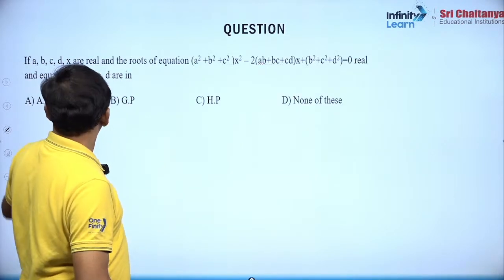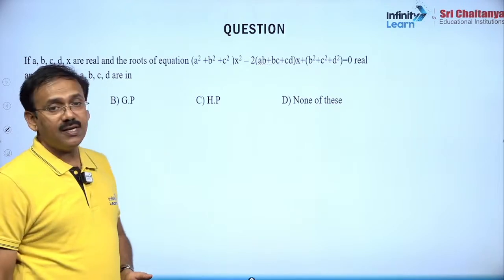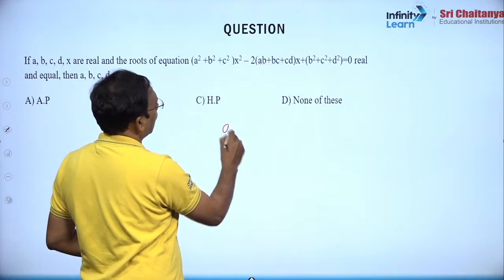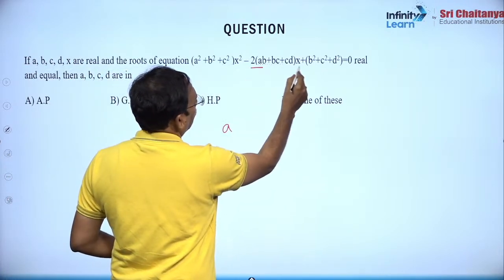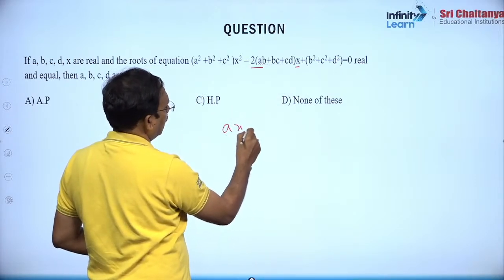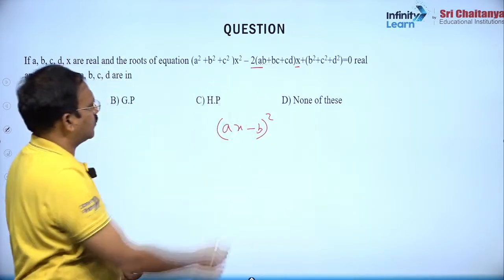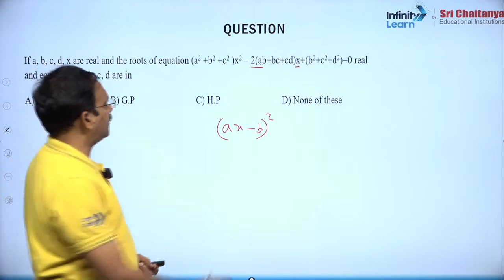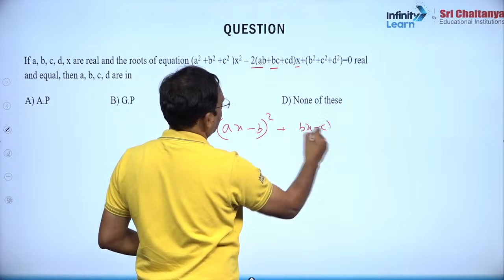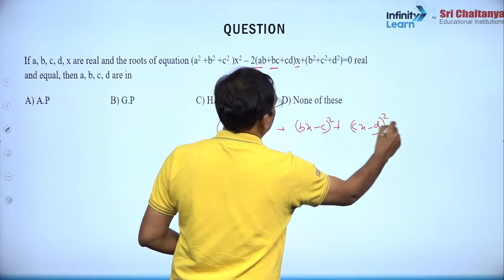You see, my dear friends, A, B, C, D, E are real roots of this particular equation. Then A, B, C, D, E are in which progression, my dear friends? So you can rearrange this as 2ABx is there. So why can't I write (Ax minus B) whole square? You just see A squared x squared minus 2ABx plus B squared, plus 2BC is there. So (Bx minus C) whole square, next (Cx minus D) whole square equal to 0.